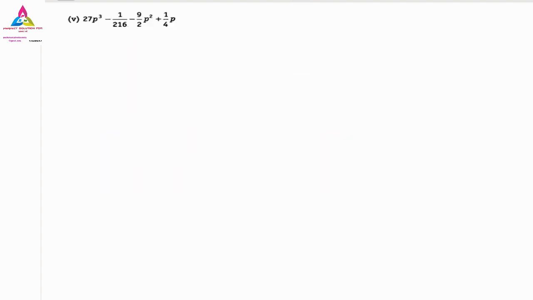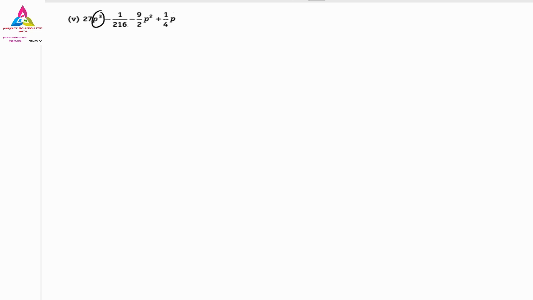Coming to the last question of this 8th one. Here we have to use the method a little bit differently, because the question we have here is in terms of fractions. So the question is 27p cube and 1 divided by 216, and again minus 9 by 2 p square, and lastly we have plus 1 by 4 p. So the same method and the same identity you have to follow, because the identity is the same.